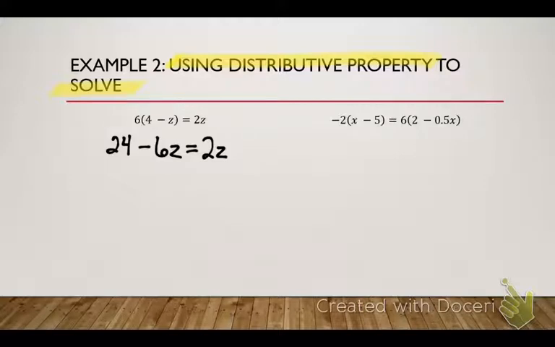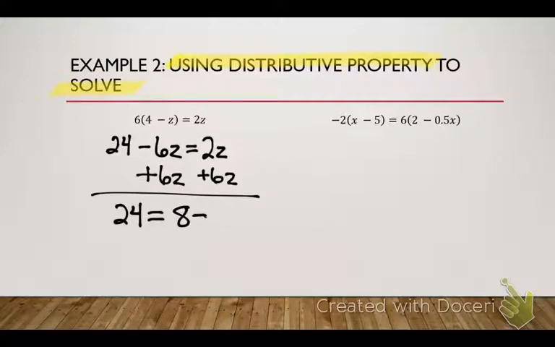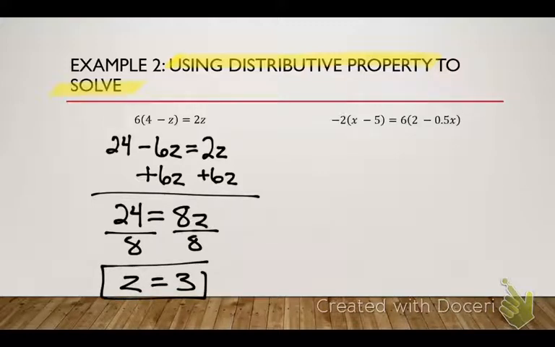What are we going to move? The 6z, guys, yeah. Because now my numbers are on one side, my variables are on the other side, and my variable's not negative. So it's like a double win. Z equals 3. If you say 3 equals z, perfect. Either way.